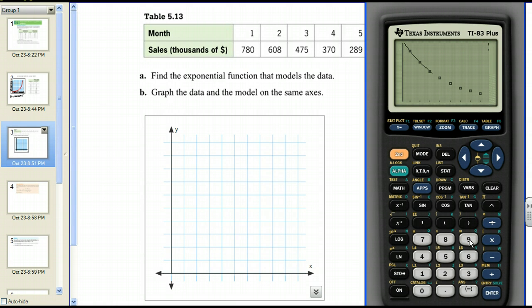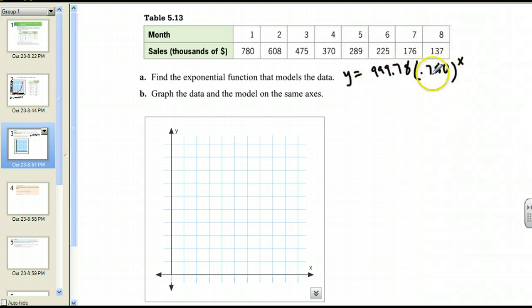All right, so there's our regression model this time. Notice this time it hits the data points extremely well. So what is our exponential function that models this data? Press your y equals, and there it is. So just write that out, and that's your answer to part 1, part A. All right, so there's our answer to part 1.